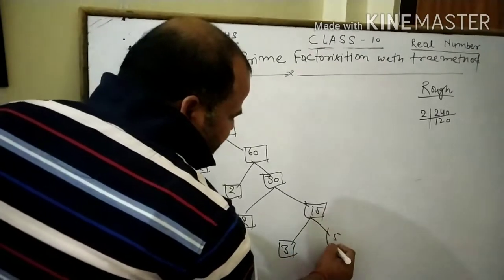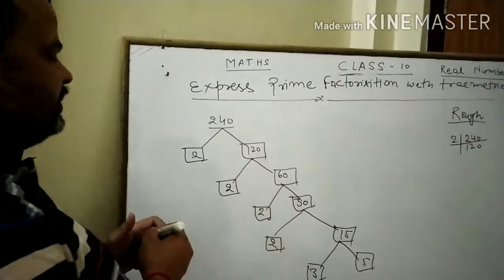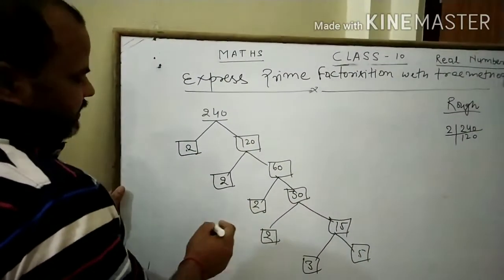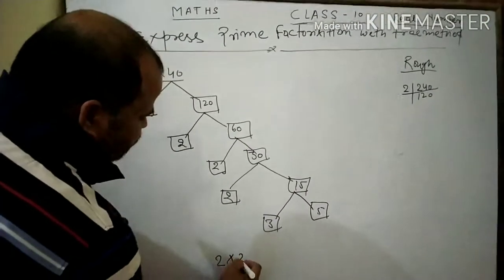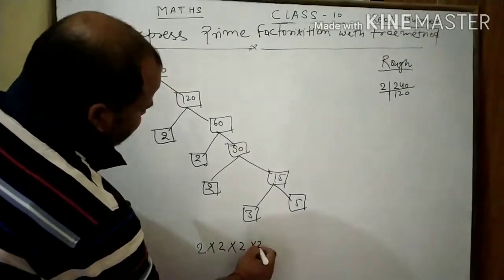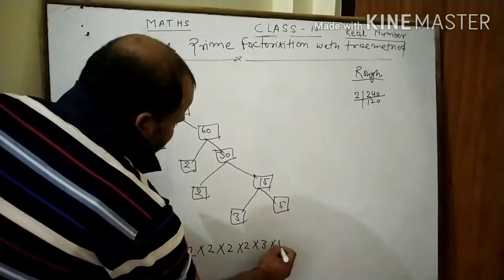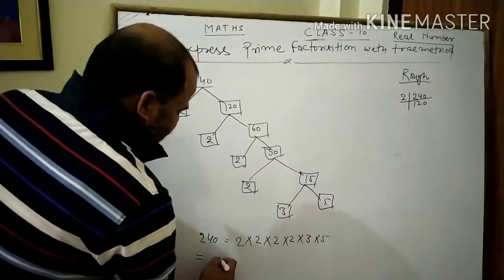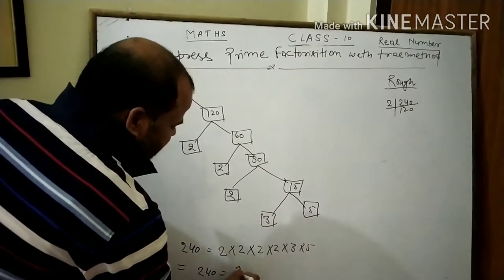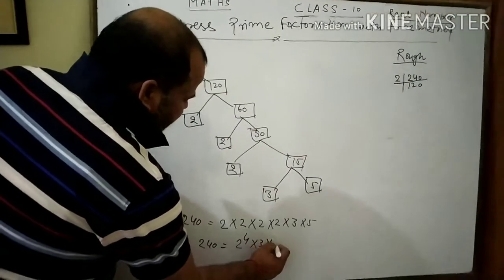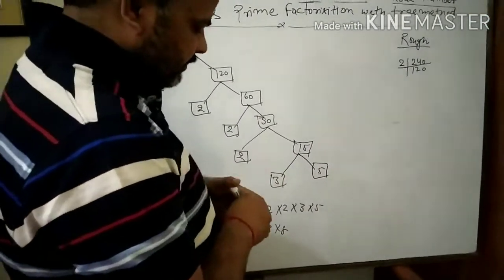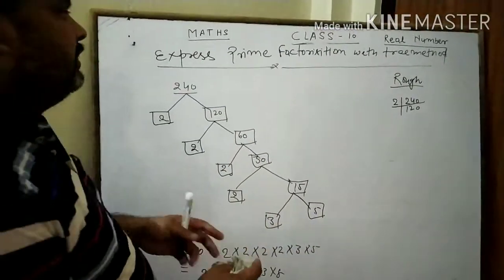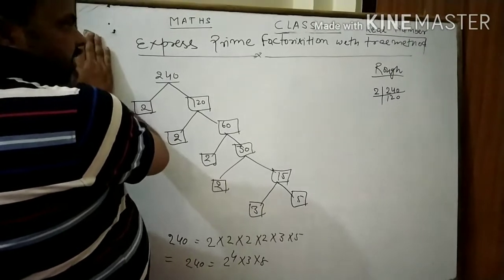In this step 3 and 5 are both prime numbers, that's why the tree ends. So 240 is represented as 2 into 2 into 2 into 2 into 3 into 5, that is 2 to the power 4 into 3 into 5. Clear? We have already discussed the HCF.